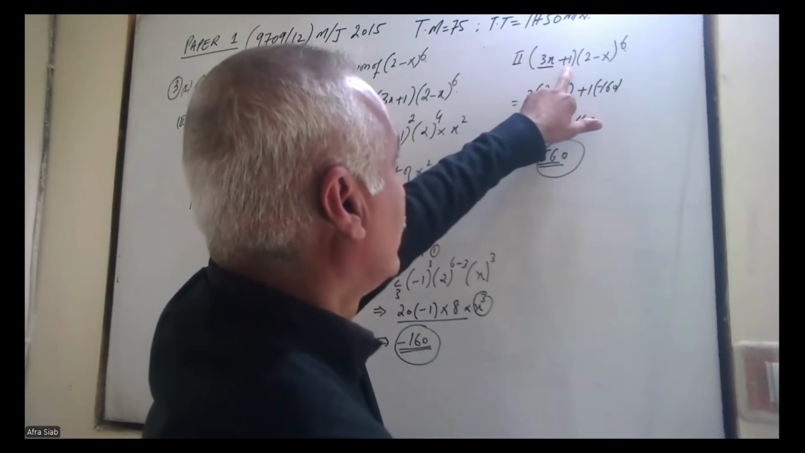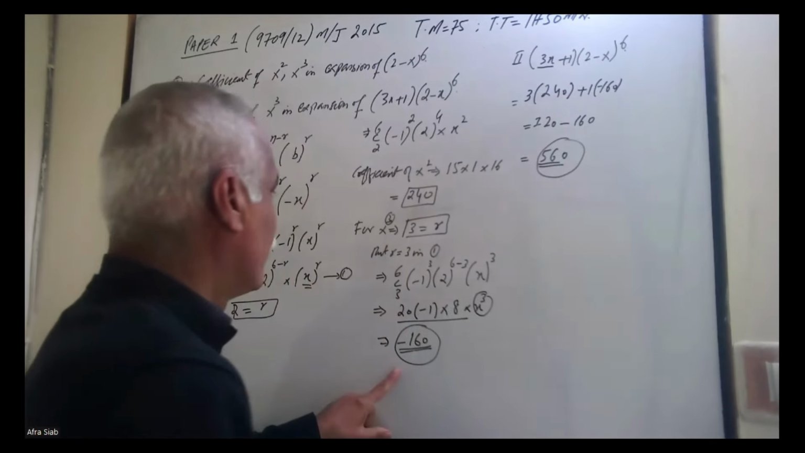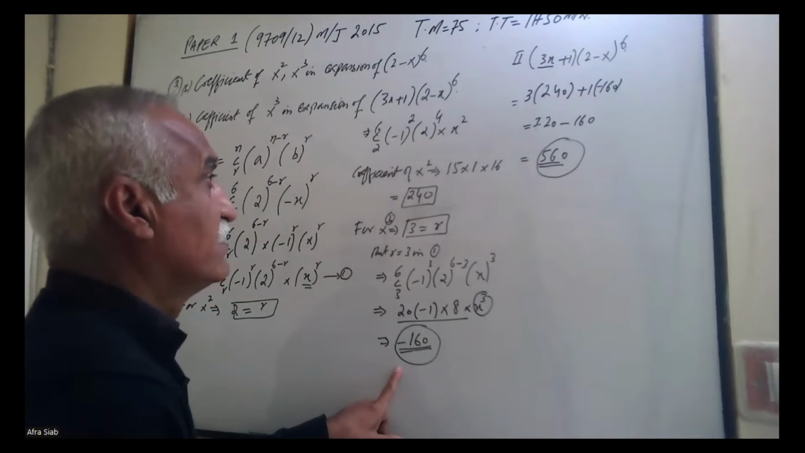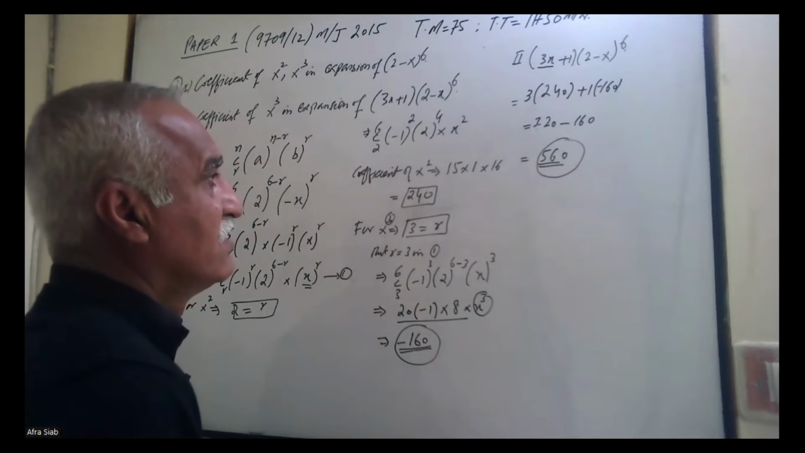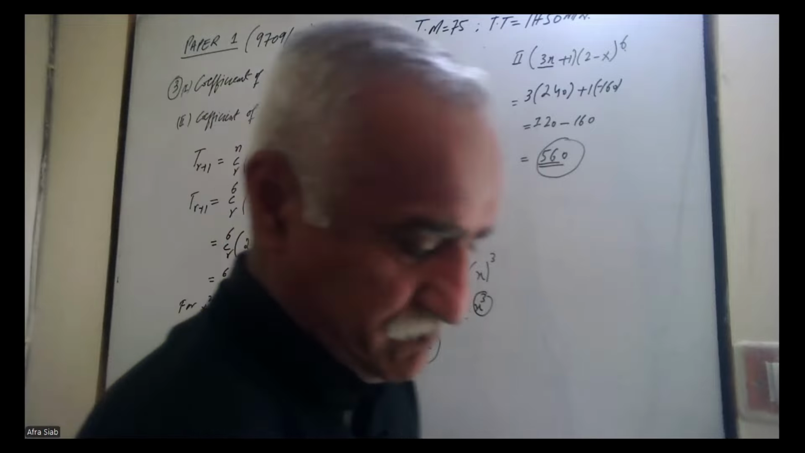Again, 1 is going to be multiplied with that value where x cube is there, and that x cube is the coefficient of this expansion. For this (2 minus x) power 6 it is minus 160, so it should be multiplied by this, and it directly gives you the coefficient of x cube there.